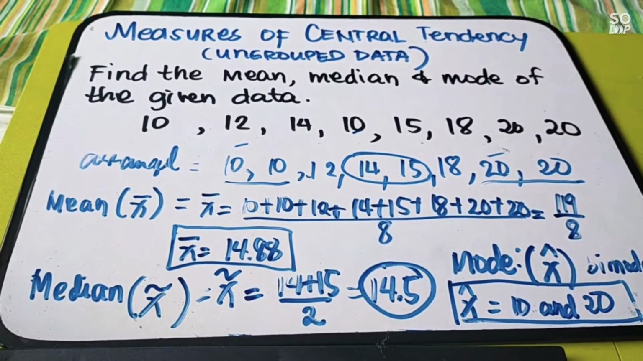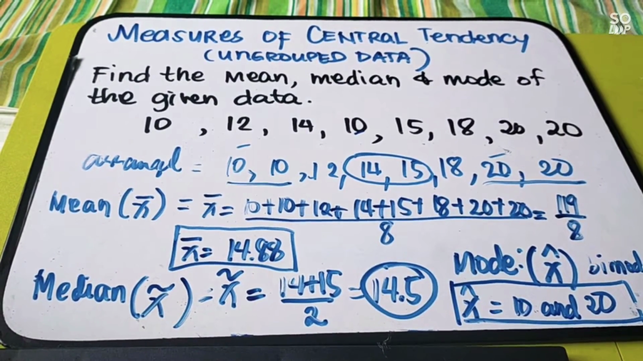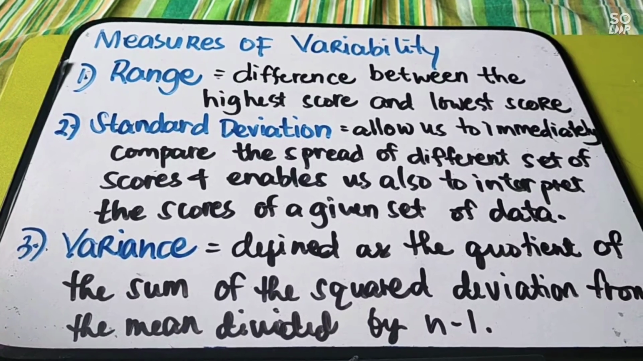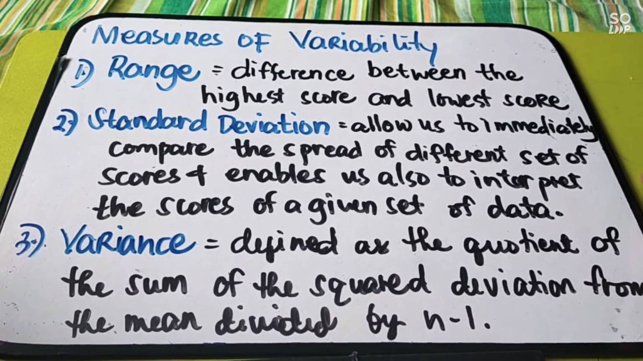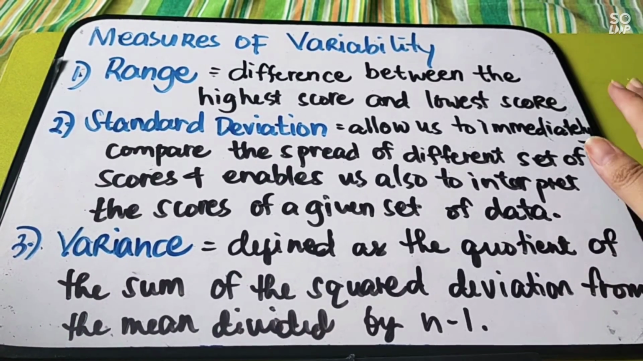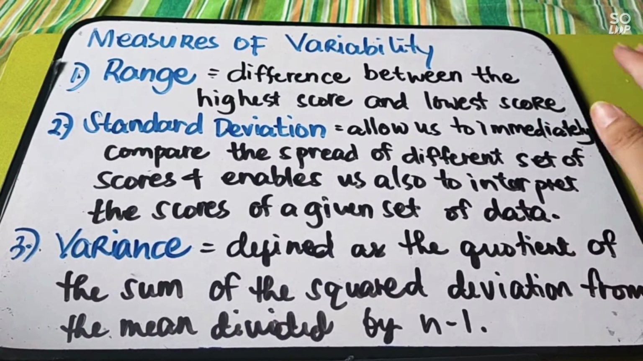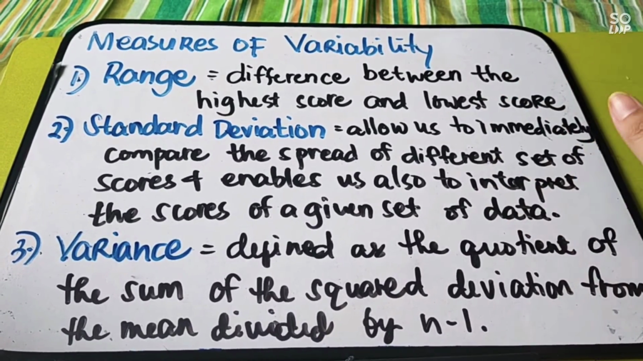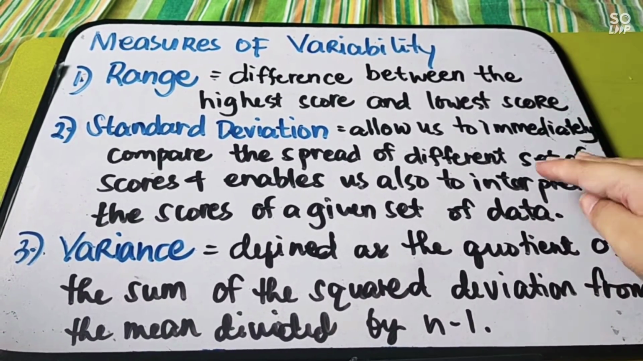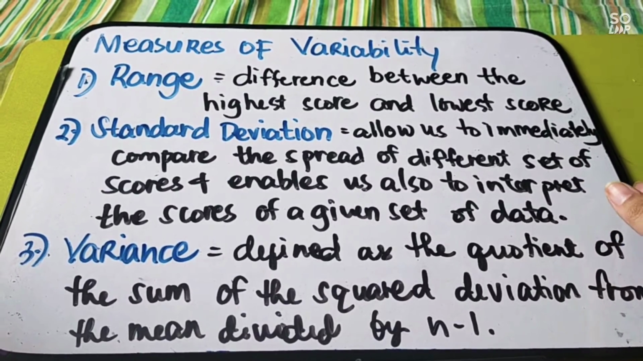We have measures of variability. For measures of variability, we again have three. The first one is called range. When you say range, it is the difference between the highest score and the lowest score, meaning highest score minus lowest score. Number 2, we have the standard deviation.